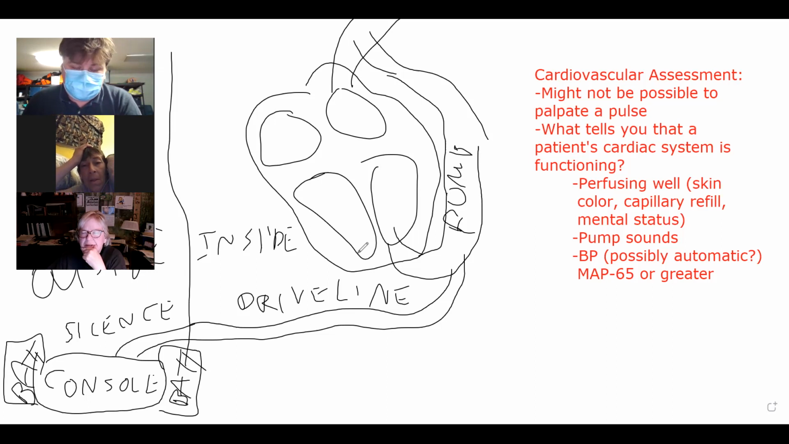Do you use an AED with the VAD? You can, yep. So if you find that a patient's in a dysrhythmia that you can defibrillate, you sure can. Okay.